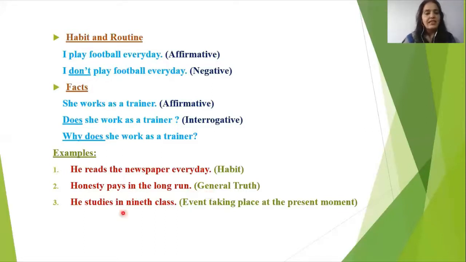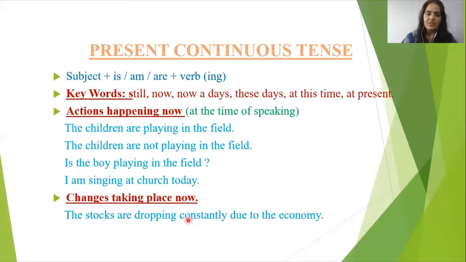He studies in 9th class. He studies in 11th, 12th class. Event taking place at the present moment. It means at this time the child is studying in class 9. That's why he studies in class 9. So this is present indefinite. I hope this is clear.